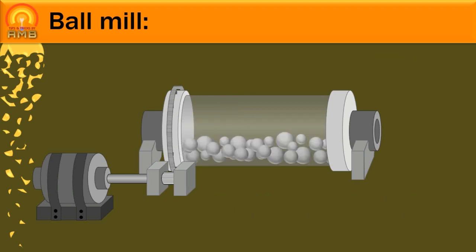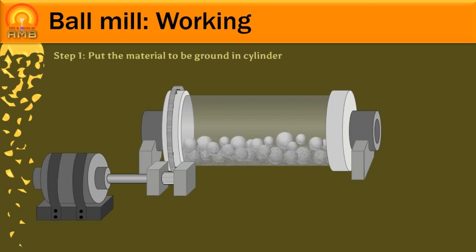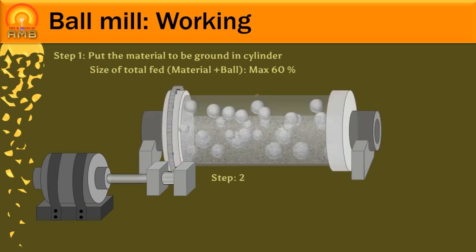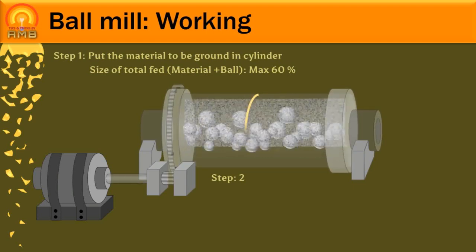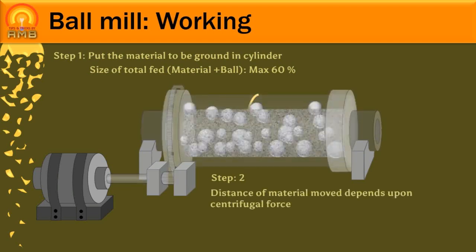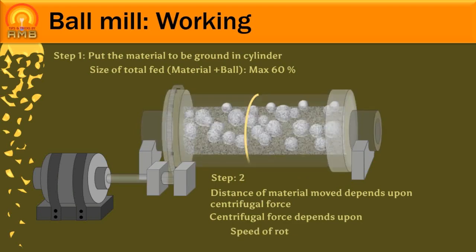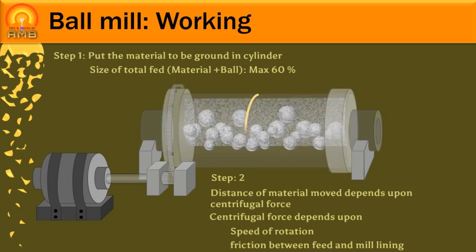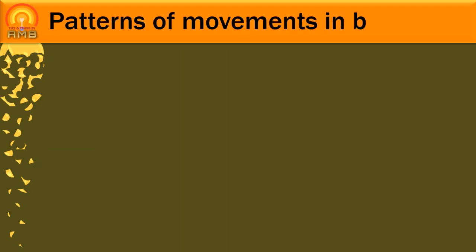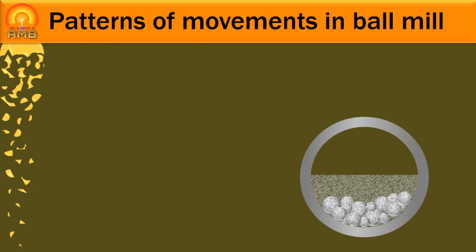Now let's see how it works. The material to be ground is put in the cylinder along with balls. Size of total feed, that is material plus balls, should be about 60% of the total mill volume. The cylinder is then rotated. When mill is rotated, the distance the material moves depends upon the centrifugal force. This centrifugal force is dependent upon speed of rotation and friction between feed and mill lining. The pattern of movement of balls in the mill depends upon speed of rotation.